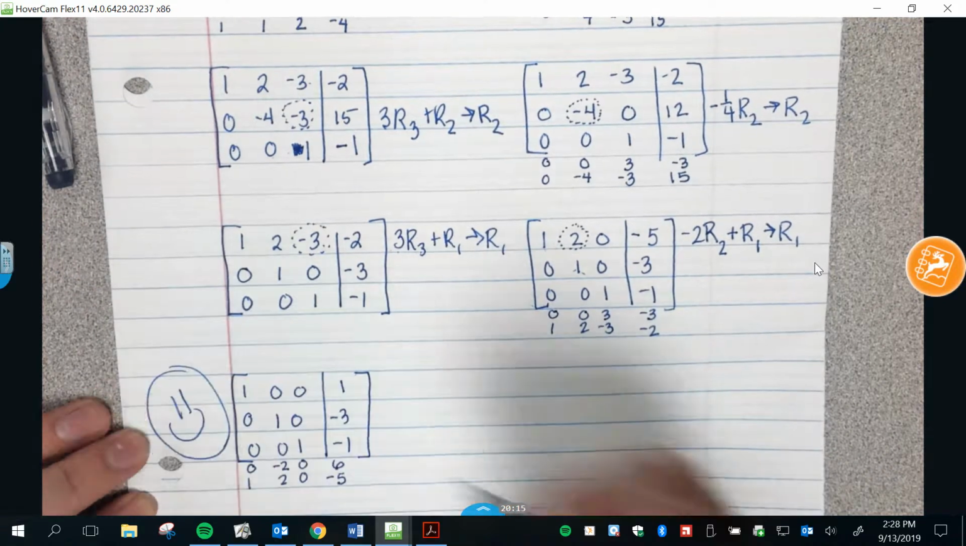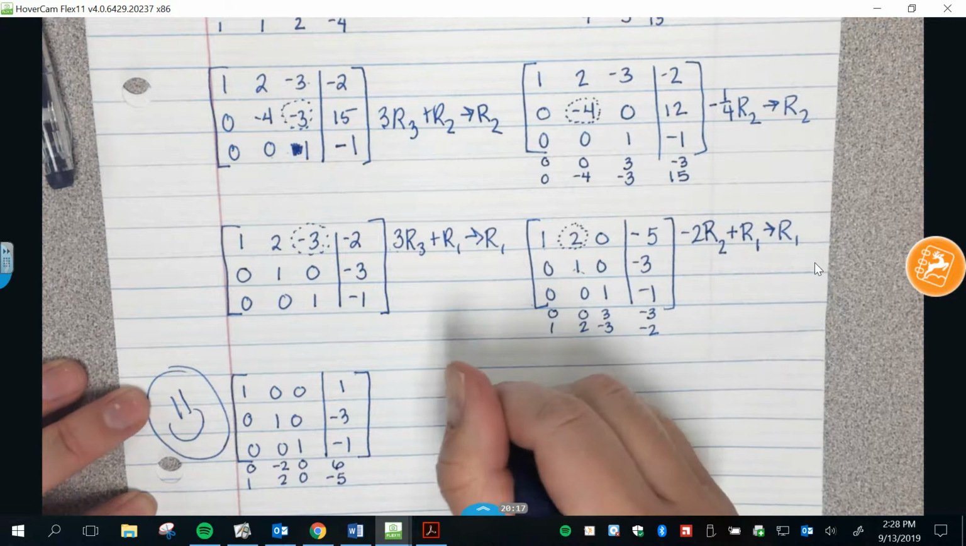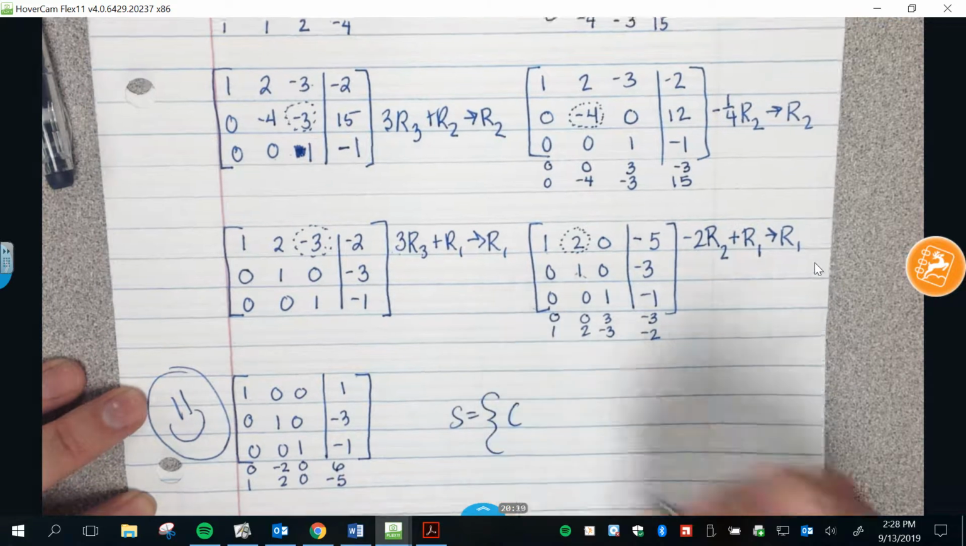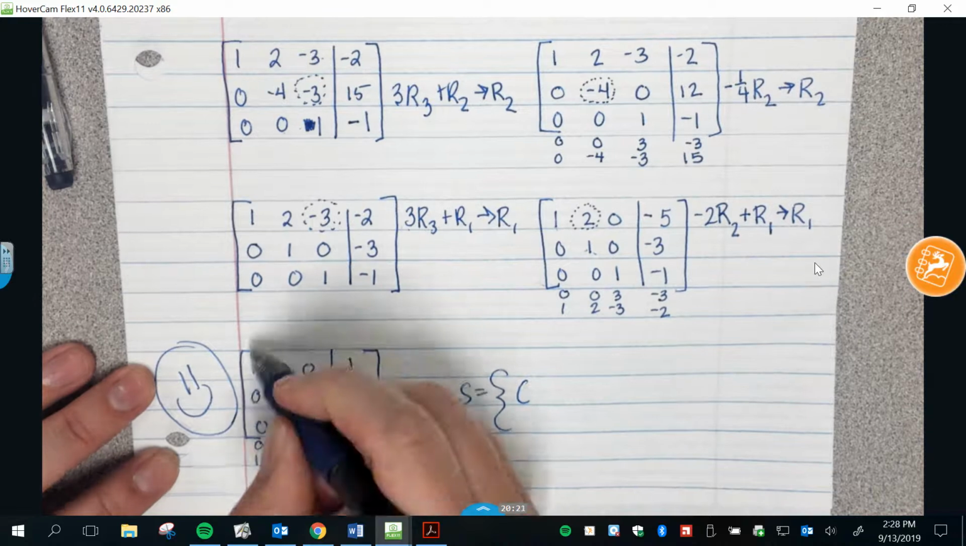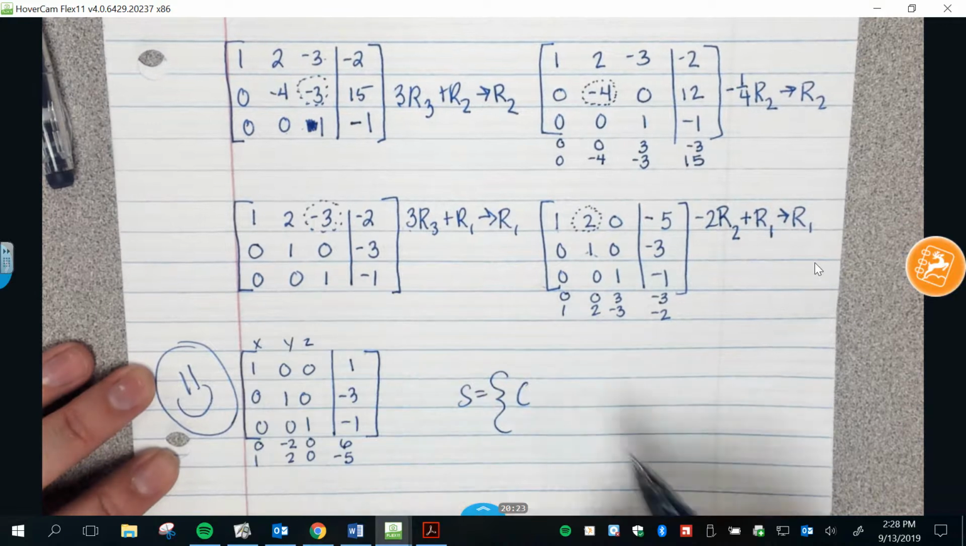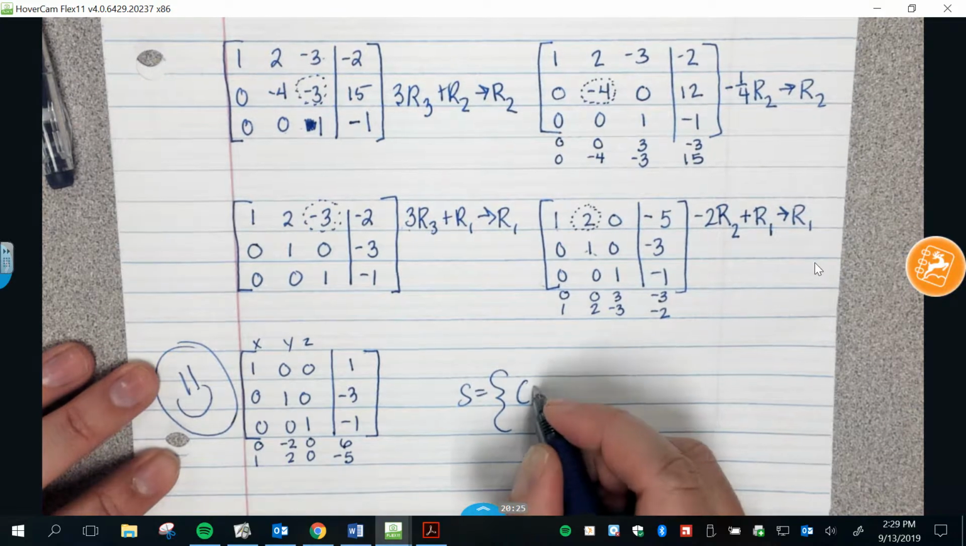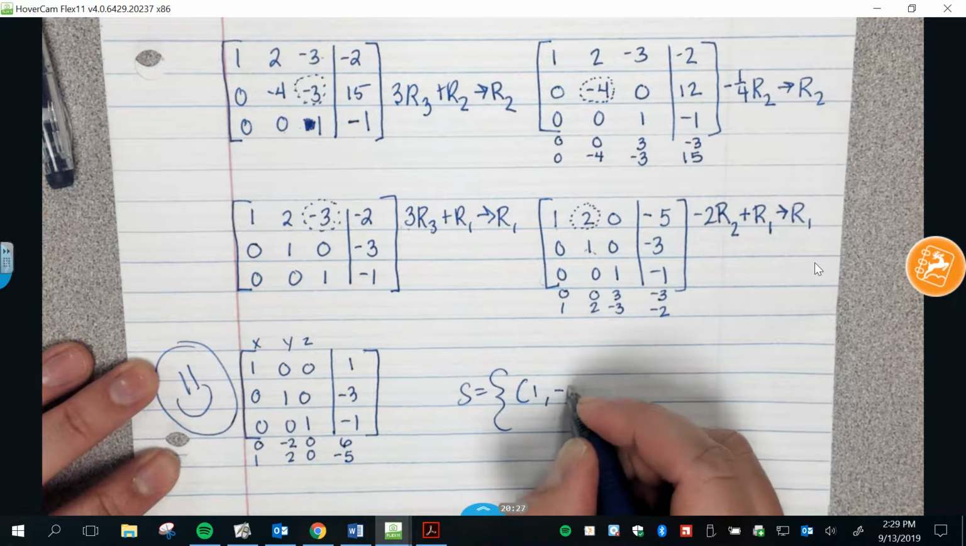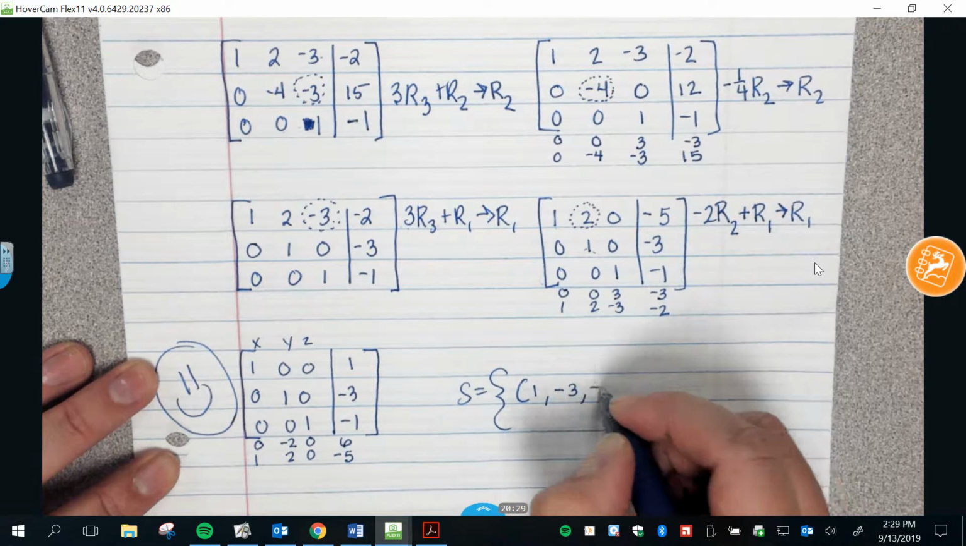That is so cool. All right. Only thing left to do is say the solution to this system is, remember this is x, y, z, right? X is 1, y is negative 3, z is negative 1.